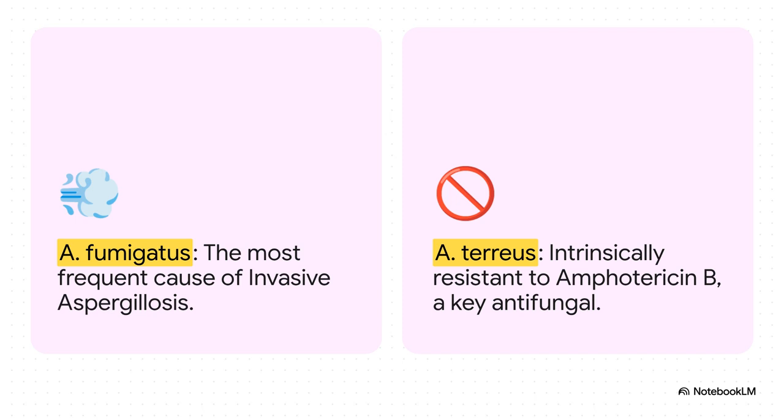Knowing the exact species of Aspergillus is a huge deal for treatment. Aspergillus fumigatus is the one we see most often, but if your lab report comes back with Aspergillus terreus, that's a massive red flag. Why? Because A. terreus is naturally, intrinsically resistant to amphotericin B. It seems it just never got the memo about one of our main antifungal drugs. This means you have to use a completely different treatment plan right from the start.